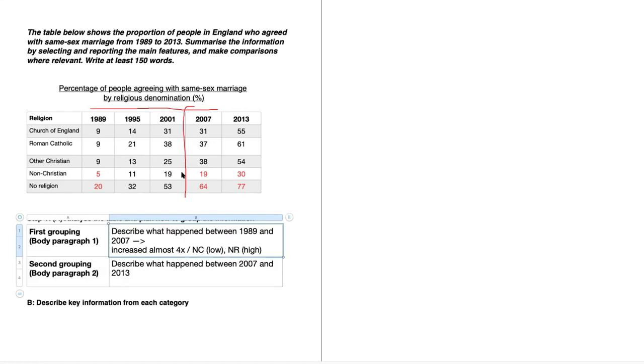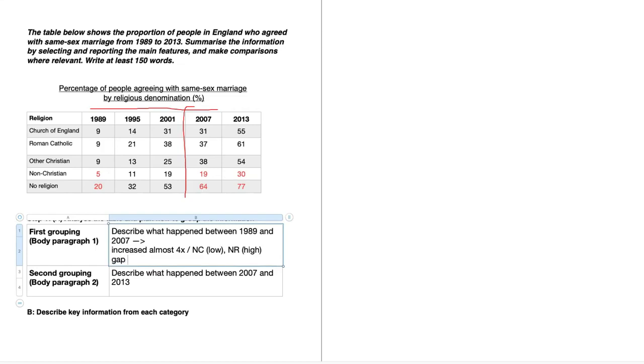I'm also going to talk about a gap in support of same-sex marriage. And this gap also increased throughout the time period from 1989 to 2007. So if you see, for example, followers of other religions, not necessarily non-Christians, but the other religions are between 2 and 3 times more likely to support same-sex marriage. And I'm getting this from looking at the Church of England, Roman Catholic, and other Christian compared to just the non-Christian group.